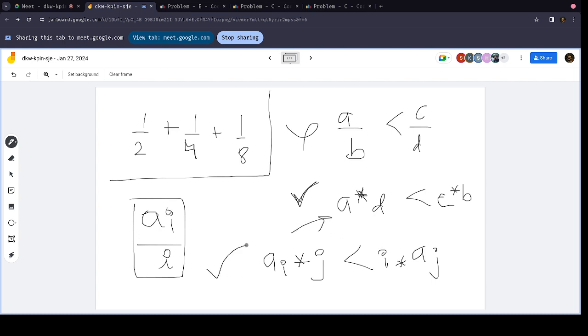So always remember that floating point comparisons are not accurate, because computers cannot accurately compute a floating point number. So you always try to stay in the integer domain, because integer numbers are always accurate. So always stay in the integer domain while comparing two numbers.